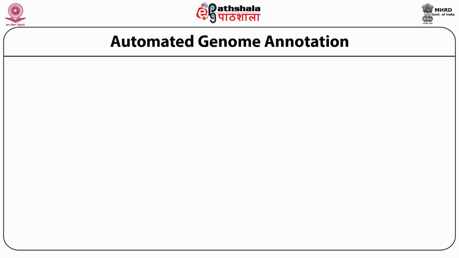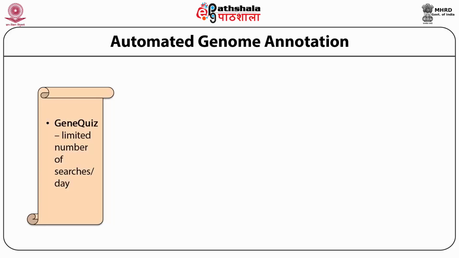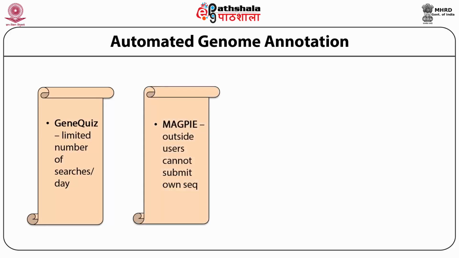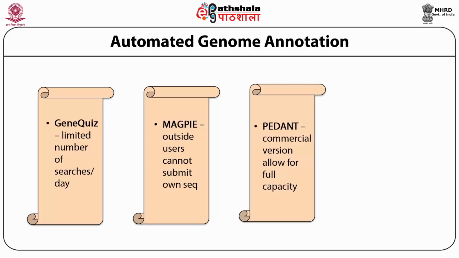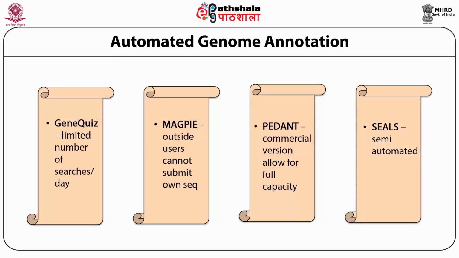We discussed some automated genome annotation tools such as GeneQuiz, which has a limited number of searches per day. Then MAGPIE, where outside users cannot submit their own sequences, but they can utilize the existing sequences. Then PEDANT, whose commercial version allows for full capacity. Another tool is SEALS, which is a semi-automated tool. These are automated tools which can be utilized for genome annotation in comparative genomics.